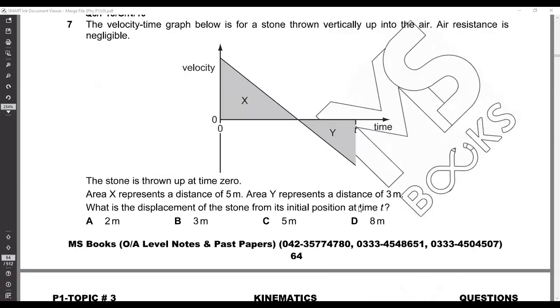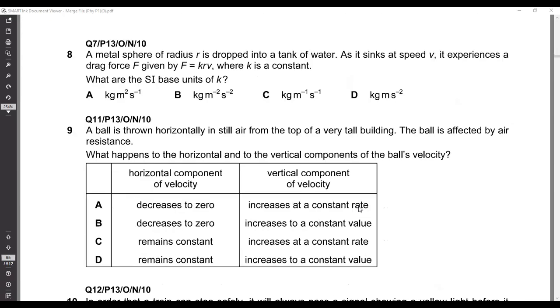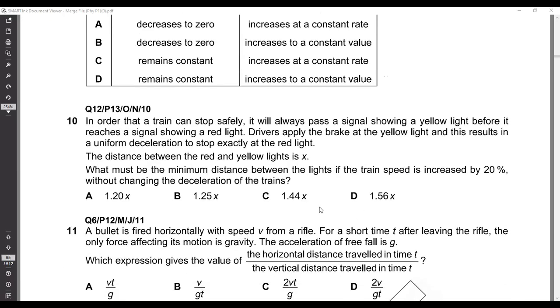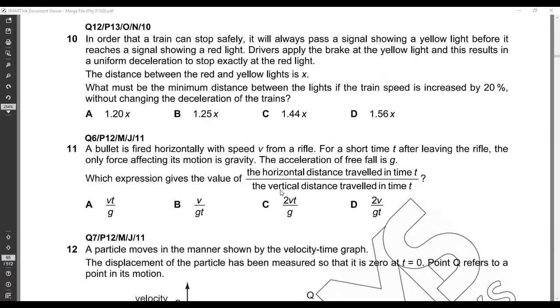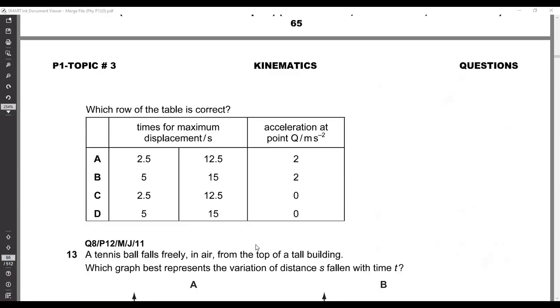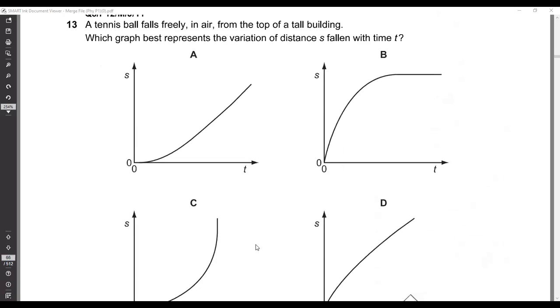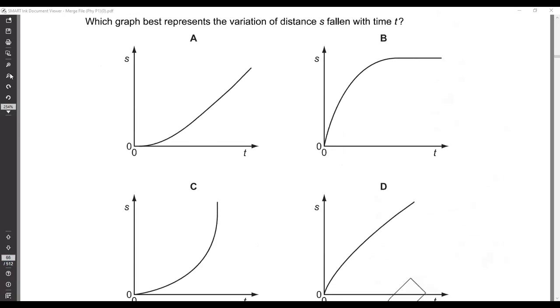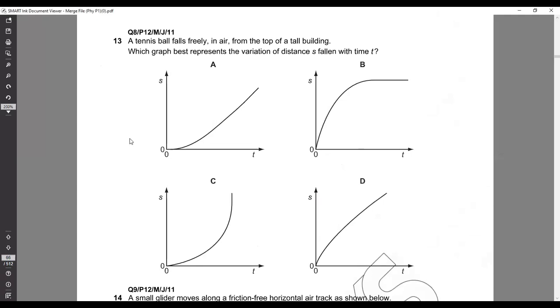Skip this part. I have not discussed this concept. There are a few concepts which I have not yet discussed, so I do need to discuss them. I just want to practice some questions where they actually work out a graph or the equation of motion. So try to answer this one, question 13.